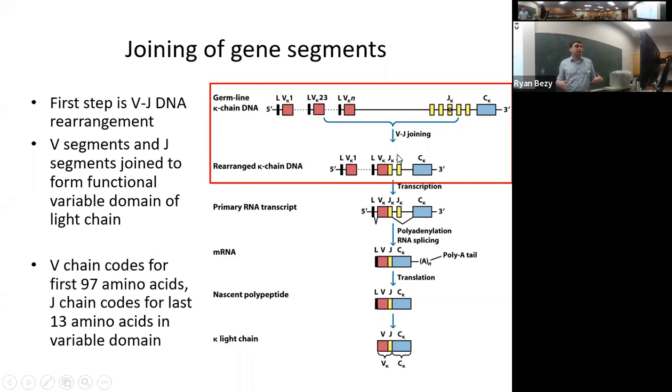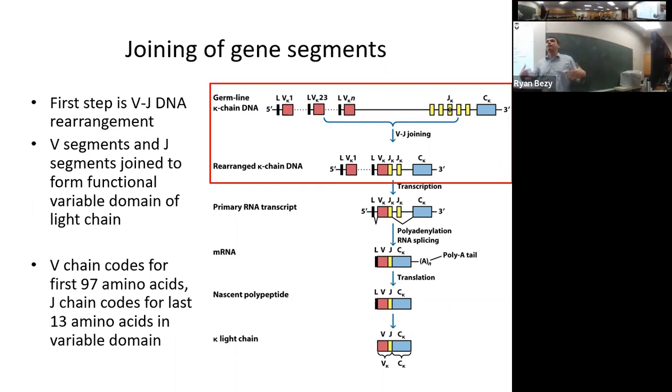So that V segment gets directly joined to the J segment. Remember, this is going to make then the V chain codes for the first 97 amino acids of the variable domain, whereas the J chain codes for the last 13 amino acids of the variable domain. Remember, I said there are about 110 amino acid domains.